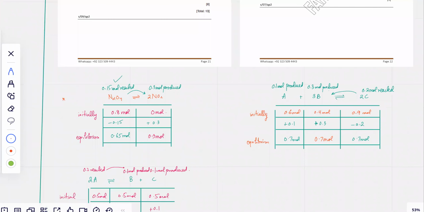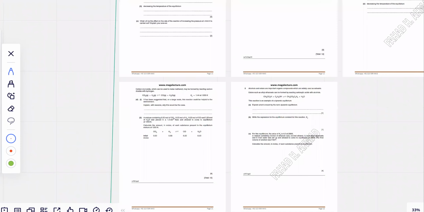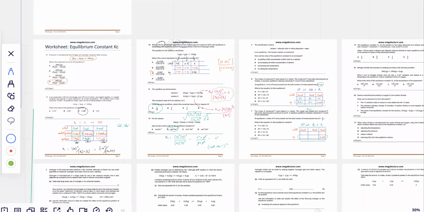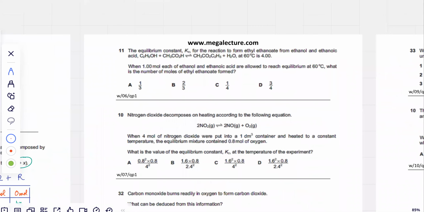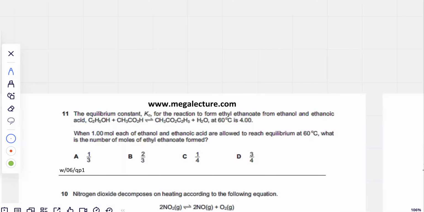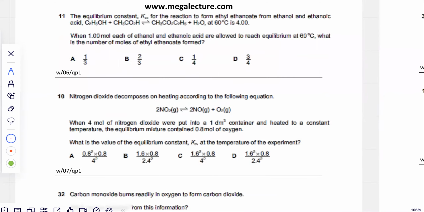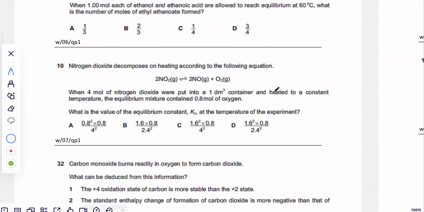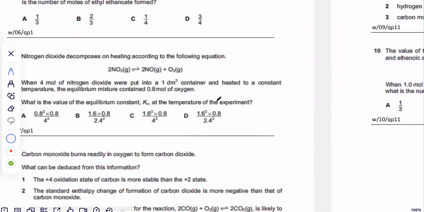So let's try and do more questions related to this, more past paper questions. For example, I have this reaction, and we're going to do the same thing. They've given me an equilibrium reaction, and they've told me the initial situation and what the equilibrium contains at the end. So I'm going to do the working over here.